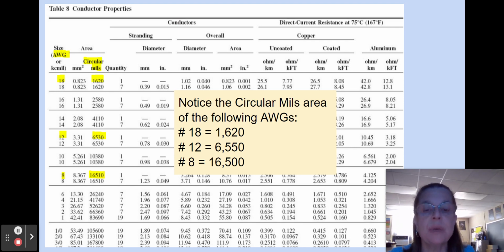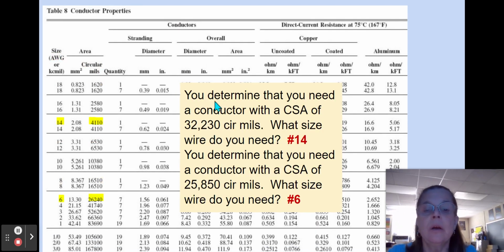1,620 circular mils. If I go to number 12, go over to the circular mils and read the number. It's 6,530 circular mils. If I go to number 8, it's 16,510. So notice the further down you go, the smaller the AWG, the larger the cross-sectional area.